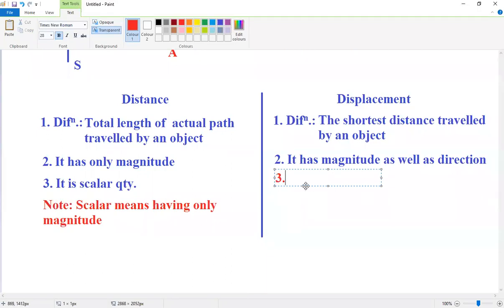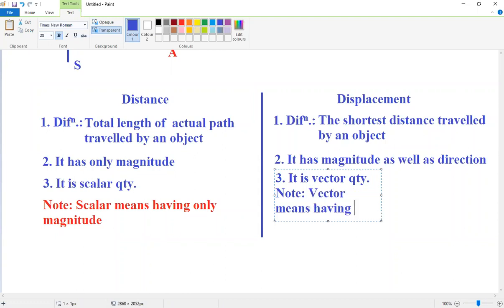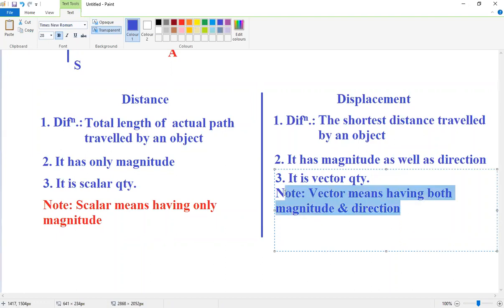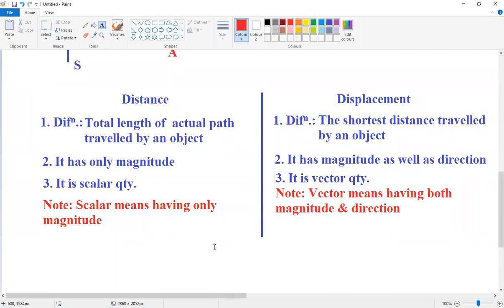And displacement is a vector quantity. Now, make a note, vector means having both magnitude and direction.